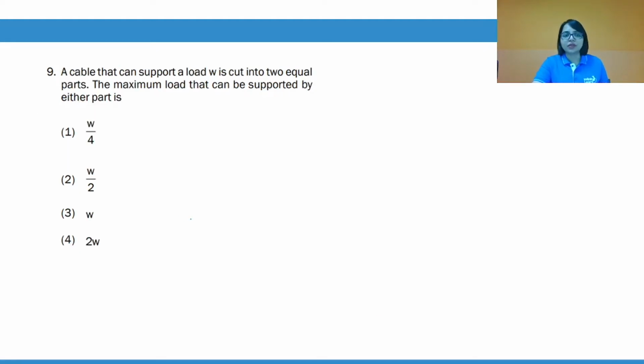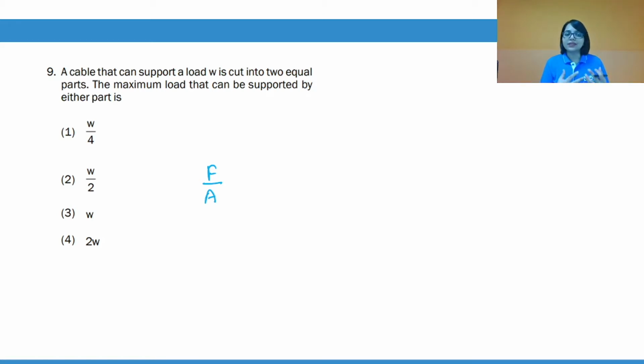Next is question number 9. A cable that can support a load W is cut into two equal parts. The maximum load that can be supported by either part is? So breaking stress is given by force upon area. If you are keeping the load the same and you are not changing the area of cross section of the wire, then the breaking stress will not change, right?